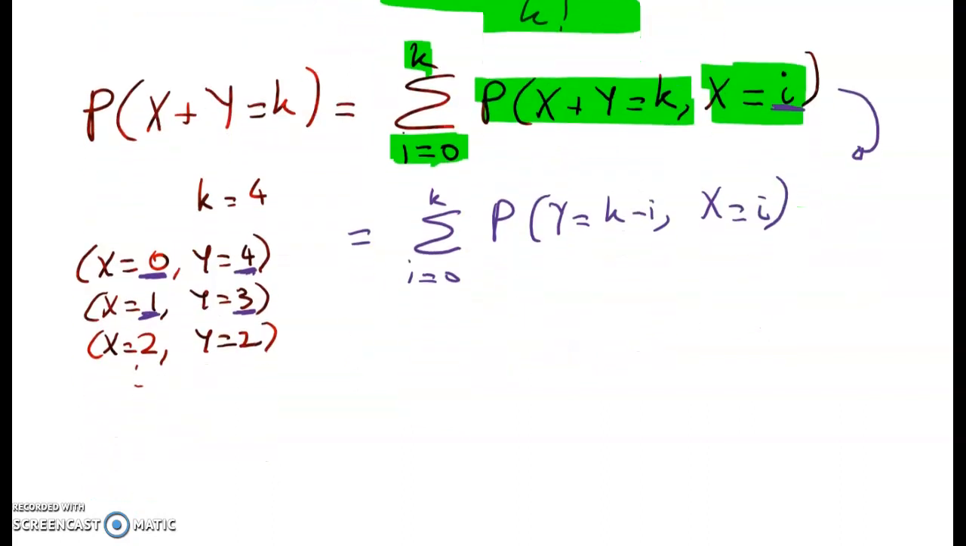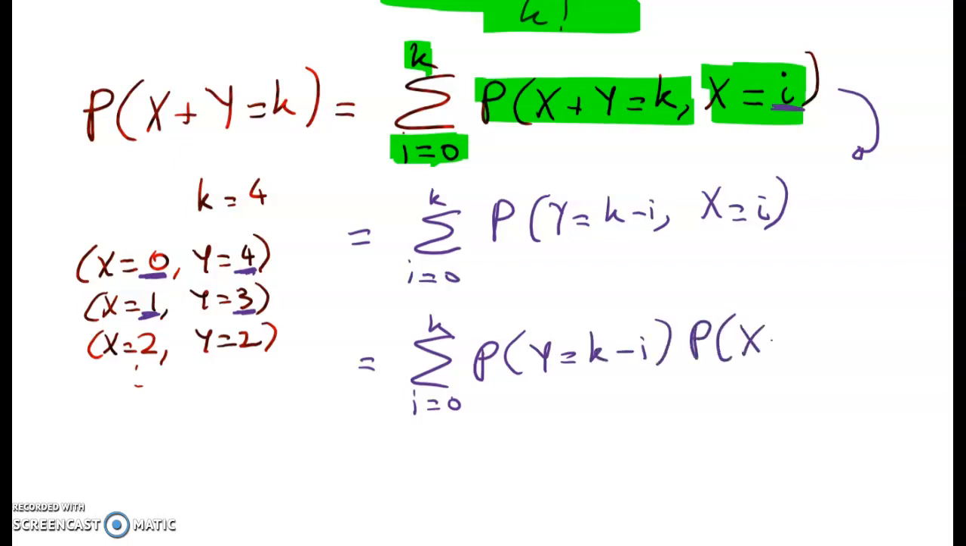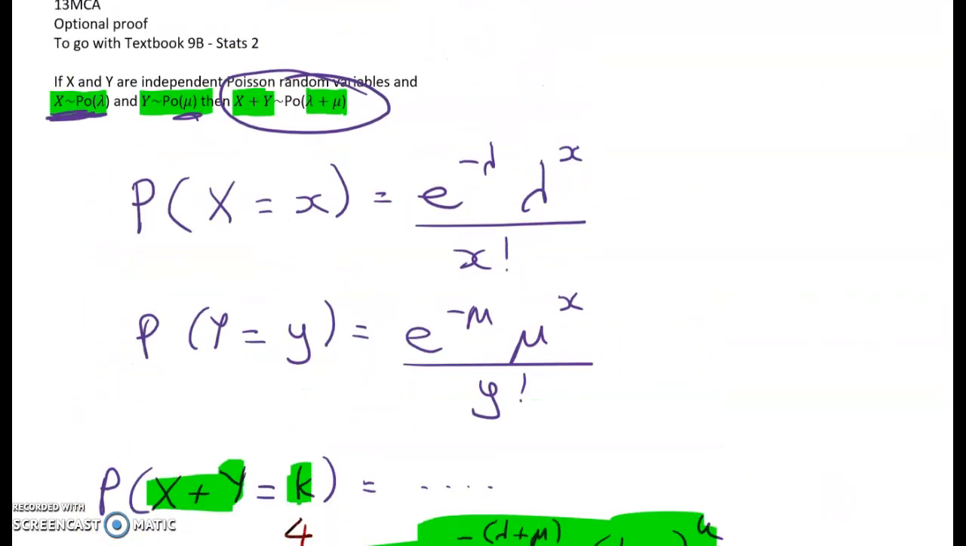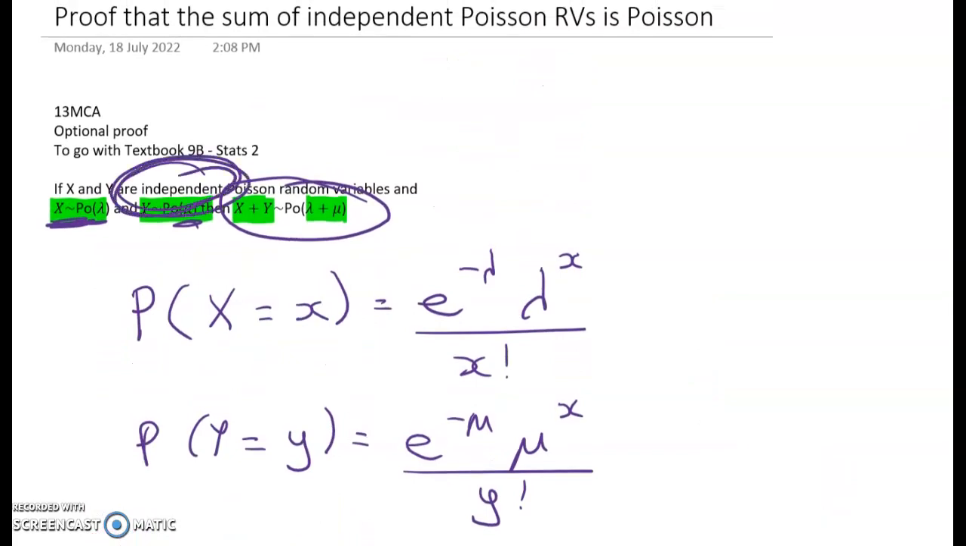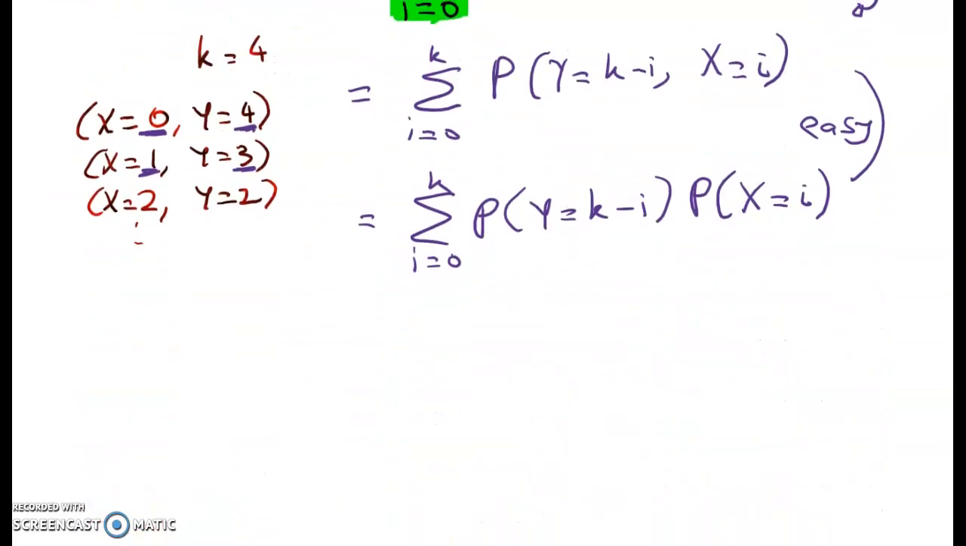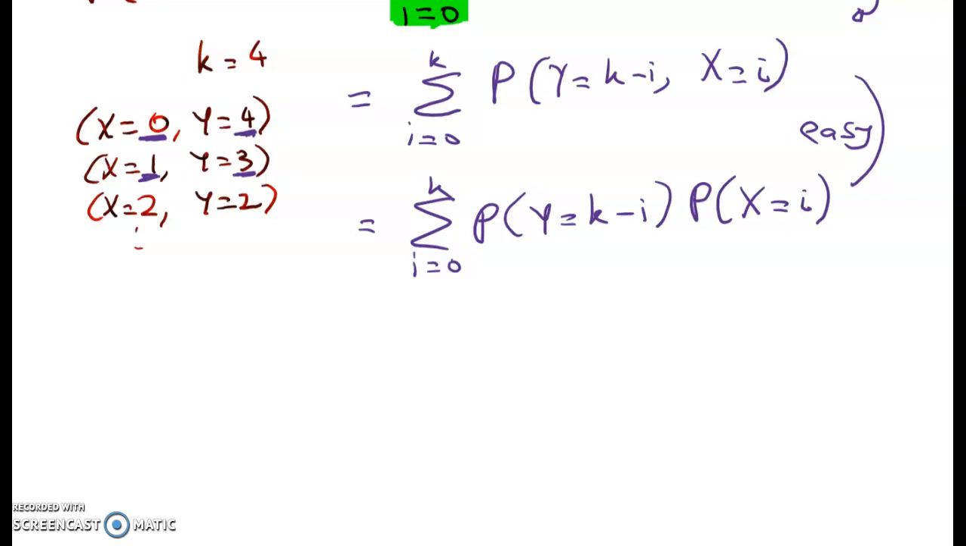And now we're going to use the independence assumption to say that we can split the two probabilities up and multiply them together. That goes back to what we learned in AS about independent probabilities. So that step should feel pretty easy because we're assuming, way back at the start, independence. If we haven't got independence, we can't do any of this. Now, the next thing to do is just to apply the definition using my basic Poisson definition.